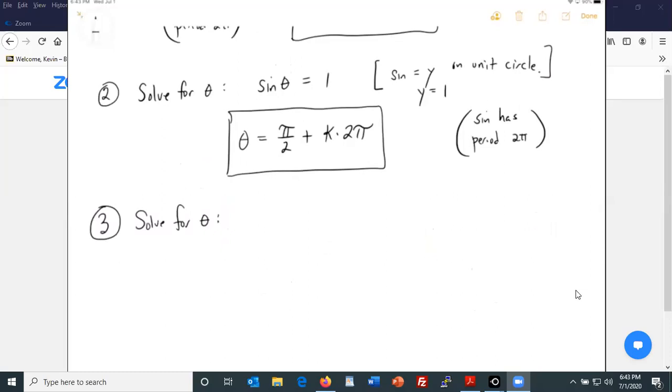All right, let's do 2 that involve tangent, because tangent you have to think a little harder about. So tangent of theta equals 1. So how do we get tangent on the unit circle? Well, remember tangent is sine over cosine, or the y values divided by the x values.